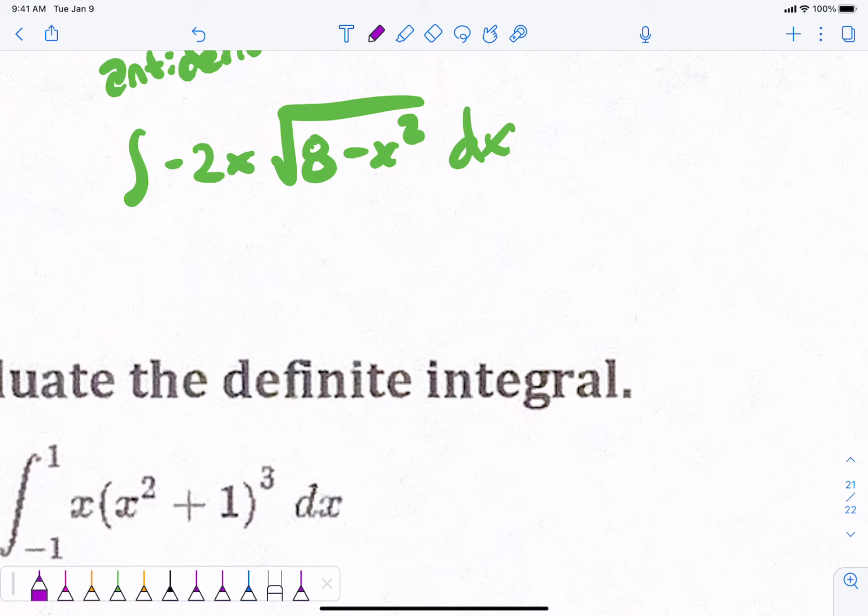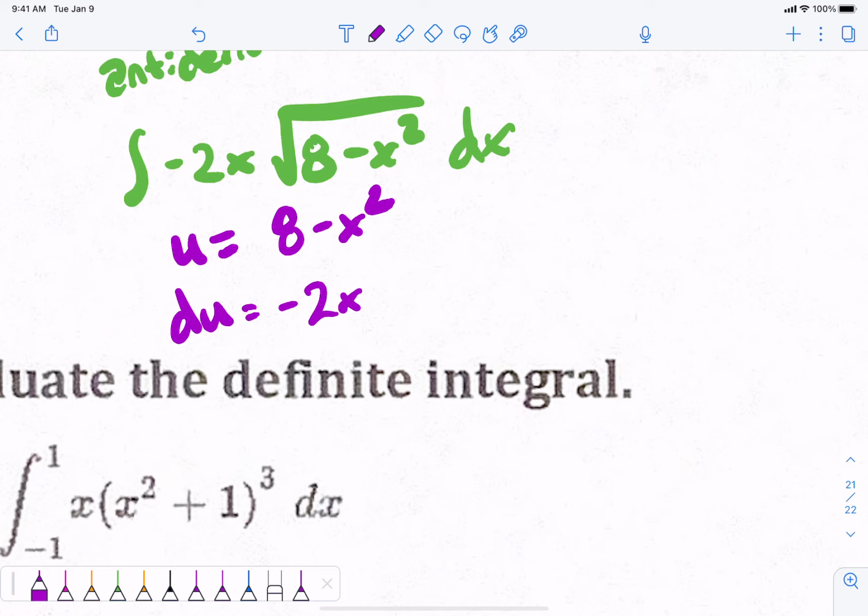All right, what do I do now? I have to do the antiderivative of that thing. What's step number 1 on substitution? Find u and du. What do you want u to be? 8 minus x squared. What's du? Negative 2x dx.